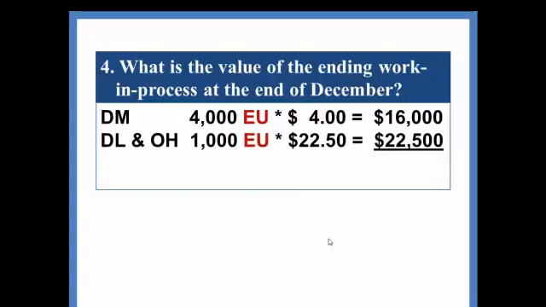For conversion cost, those 4,000 units are only 25% complete. So we'll take 1,000 equivalent units times the cost per equivalent unit of $22.50, and we get $22,500. So the total cost assigned to the ending work in process inventory is $38,500. Now this, of course, will become the beginning work in process inventory value at the beginning of January.